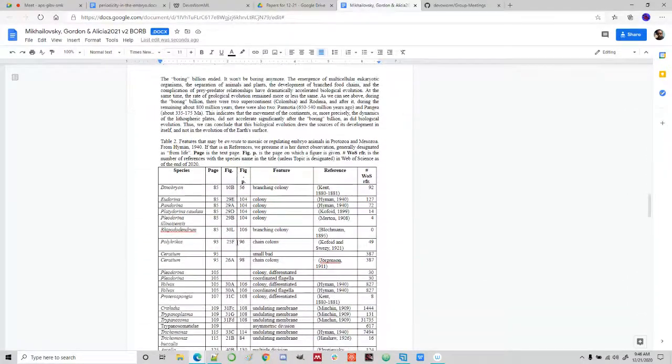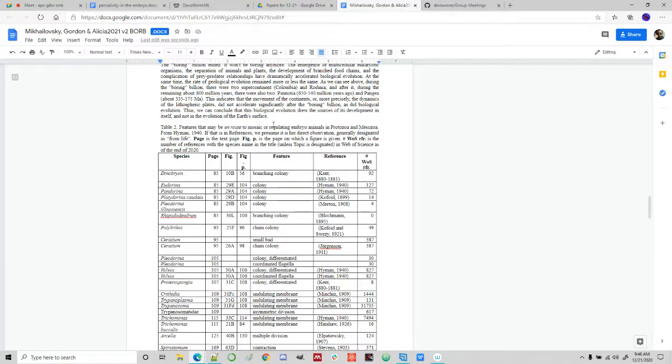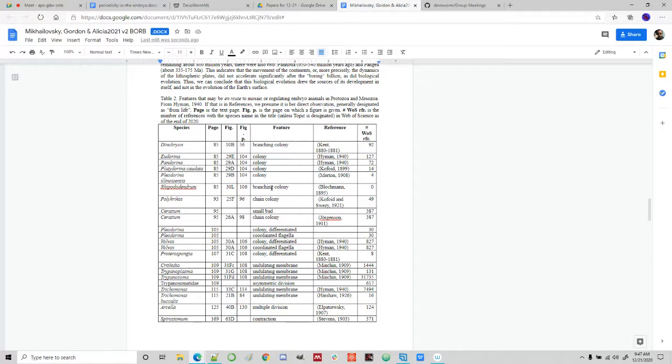It looks like a lot of good work here. And then we have features that may be en route to mosaic or regulating embryo animals. This is from Hyman, 1940. So I take this as Dick's work because of the Hyman reference. Is that right? Yeah, I pulled it out. It's a 1940 book, and you have to realize it's before DNA, before any phylogeny by genomes. But there's a lot of good pictures, a lot of discussion, things you're not going to find easily in more modern literature.